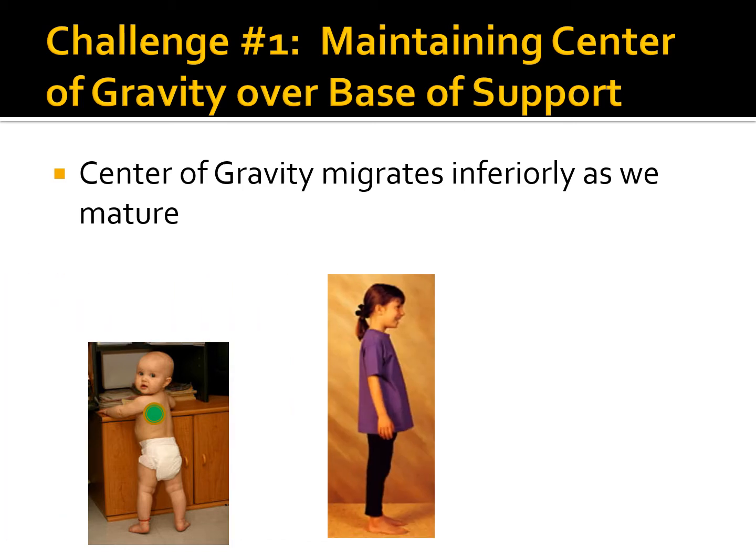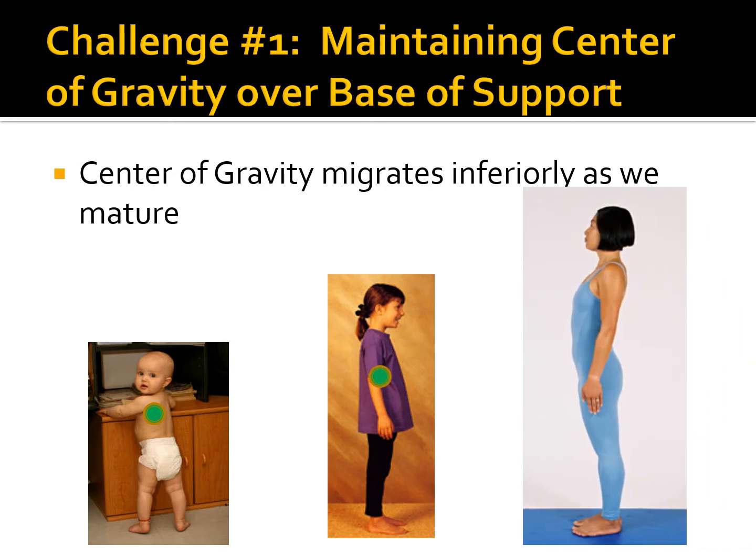As we mature, so here's a girl of about 8 years old, and you see that her center of mass is about at the thoracolumbar area, and here is a yoga practitioner with beautiful posture, and you see her center of mass is at about the L4-5 area.